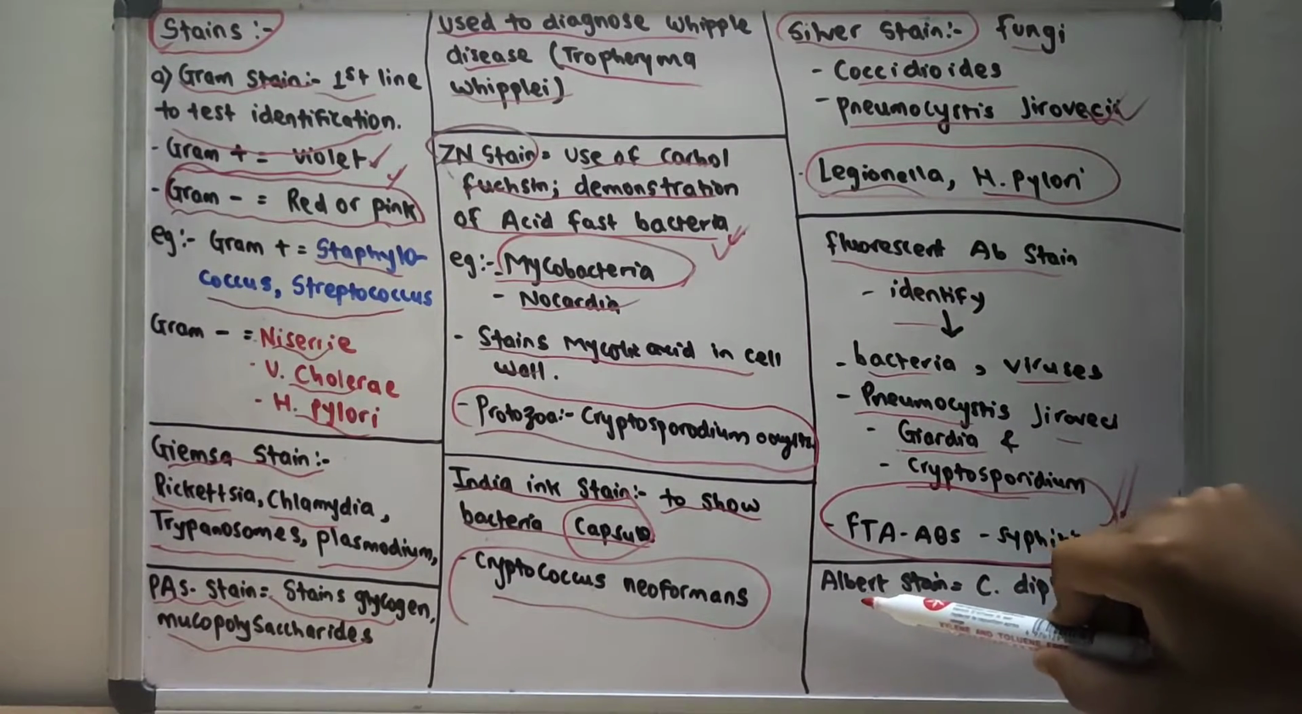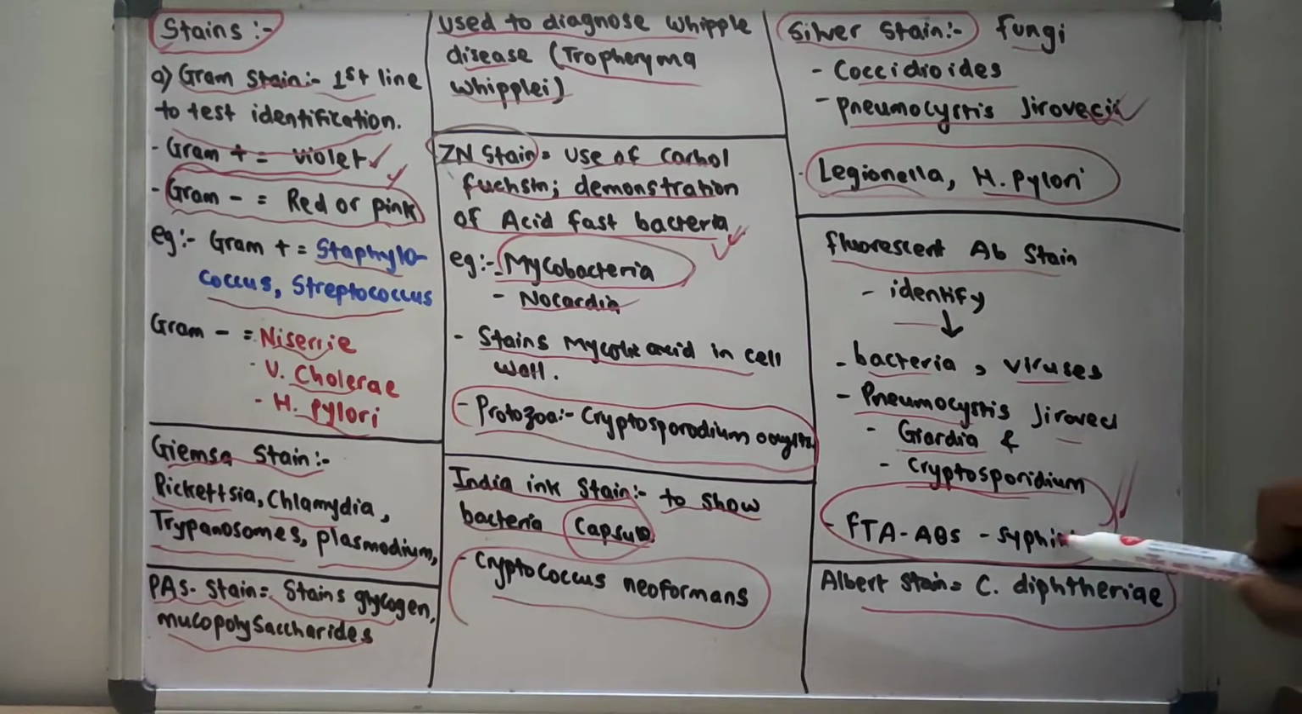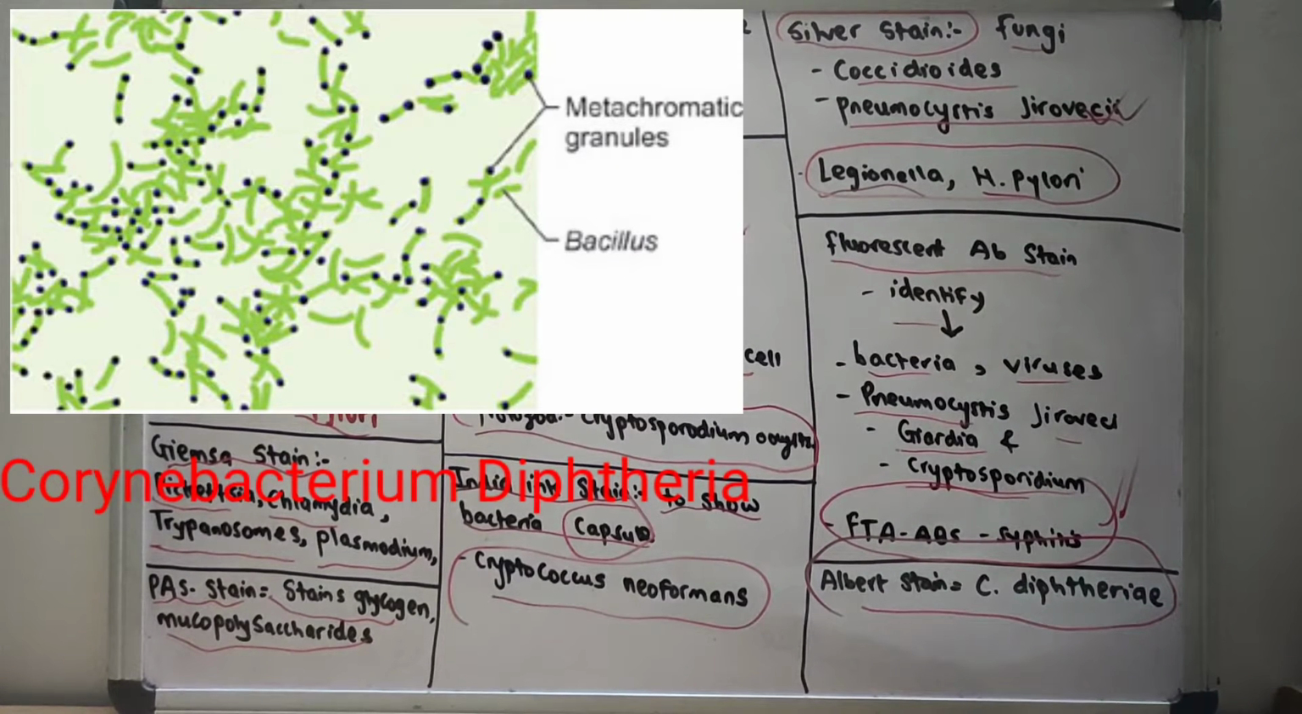Now let us talk about the Albert stain. The Albert stain will demonstrate the Corynebacterium diphtheriae. The Corynebacterium diphtheriae take up the bluish purple color, hence they are called the metachromatic granules. They have the metachromatic granules at the poles of the bacteria, which are also called the polar bodies, volutin bodies or Babes-Ernst granules. So you have to know this about the Albert stain.